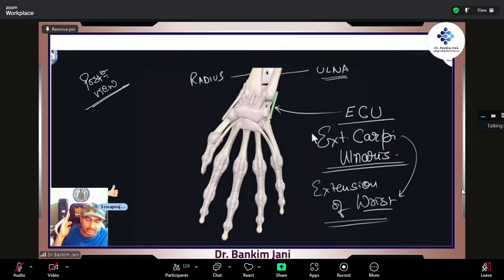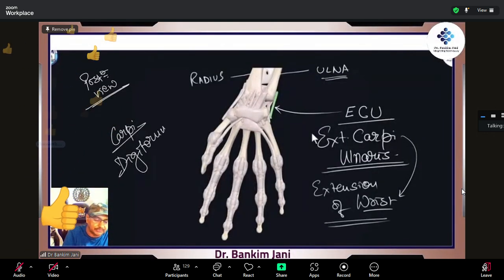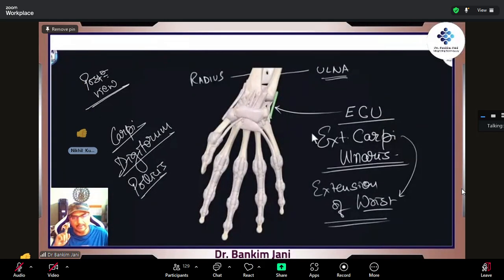Whenever we are talking about digitorum, that means we are talking about fingers. Whenever we talk about pollicis, that means we are talking about the thumb. So whenever a muscle's name has carpi, whether flexor or extensor, it moves the wrist. We are dealing with the wrist. One simple thing: whenever we say digitorum, we are dealing with the fingers. And whenever we say pollicis, we are dealing with the thumb.